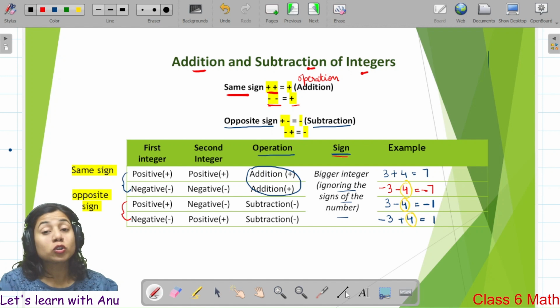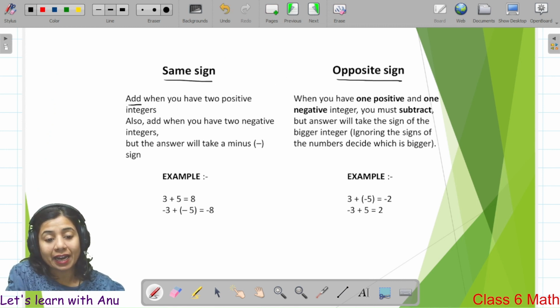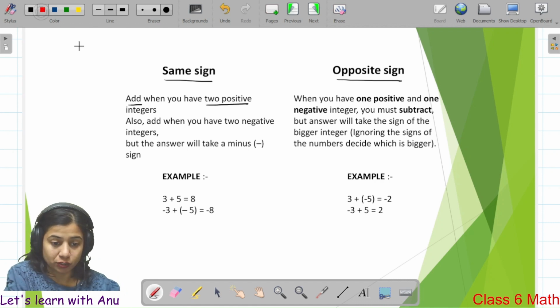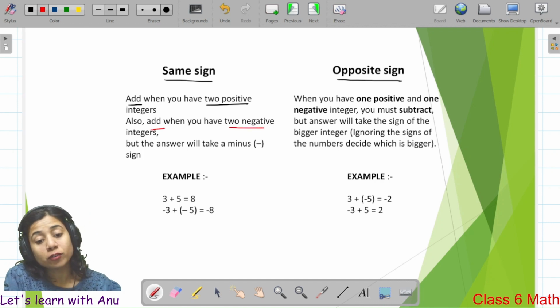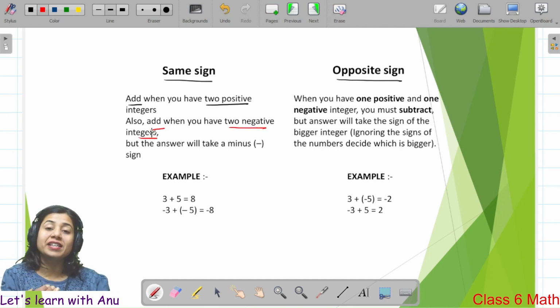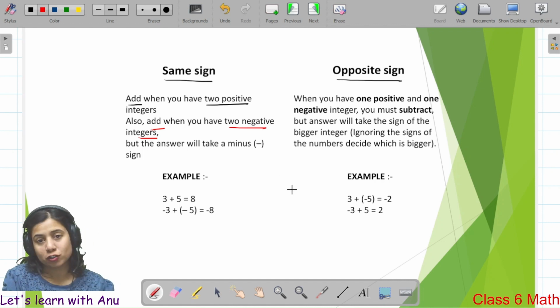I want all of you to note it down also. So let's move ahead and see the next slide in which I have explained the same thing. So please note it down. Same sign: when you have two positive integers, when both the integers are positive, add. When you have two negative integers, add. So the criterion is that if the sign is same, the operation of addition has to be performed.